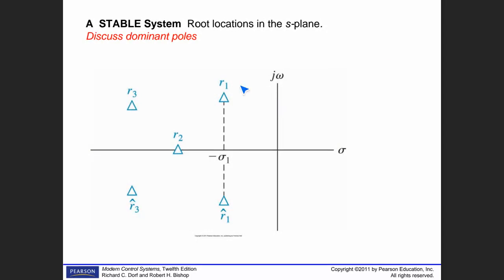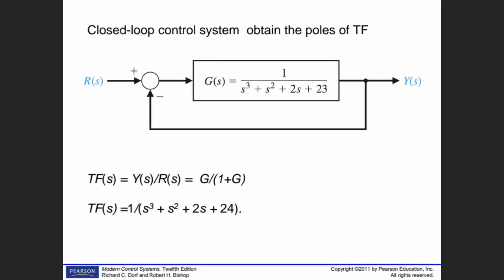these are of course stable systems, and R1 and R1 prime, the symmetrical of this one, are dominant poles. R2 has got some effect, but you can neglect R3 and R3 prime. Anyway, that's not the main topic. So let's solve this one. How could you solve that one? First of all, this is your system's equation.